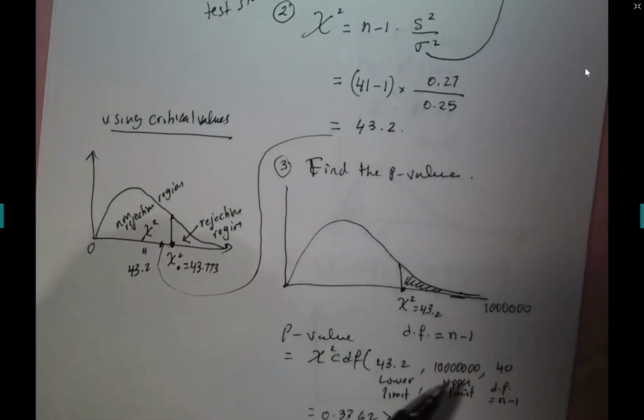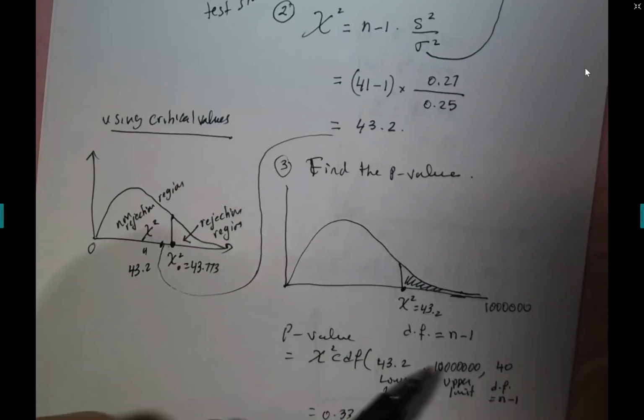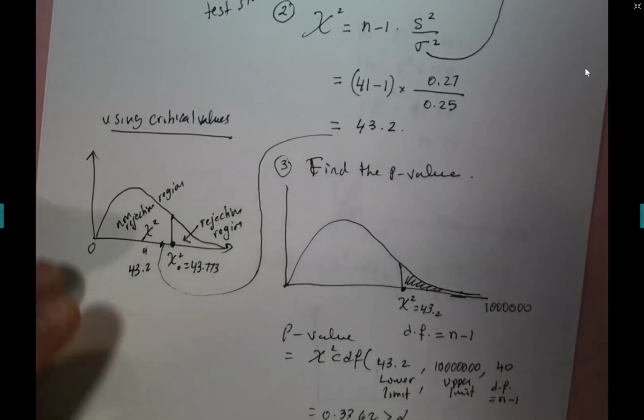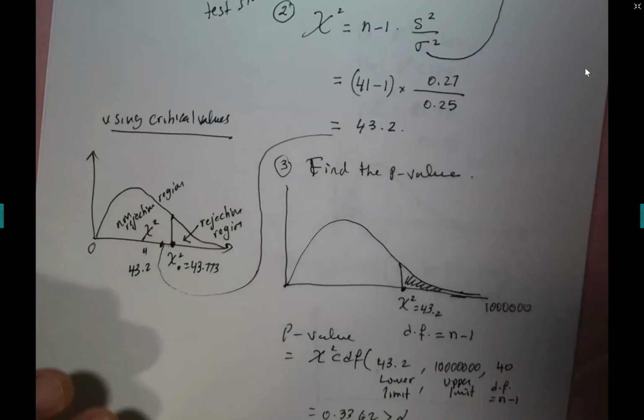P-value more than alpha, fail to reject the null hypothesis. P-value less than alpha, reject the null hypothesis. As simple as that, guys. All right, so you have several ways to do this.